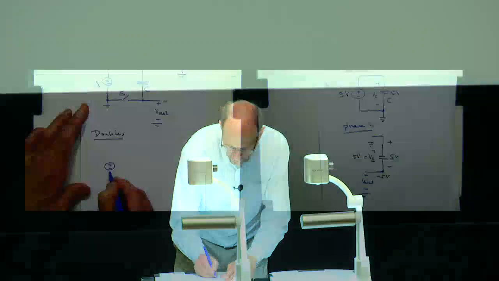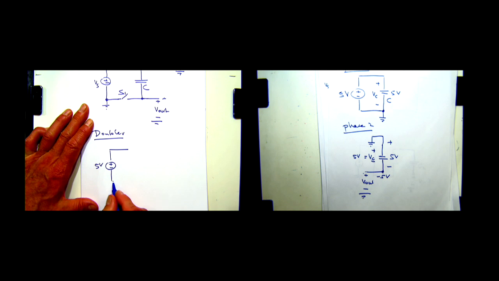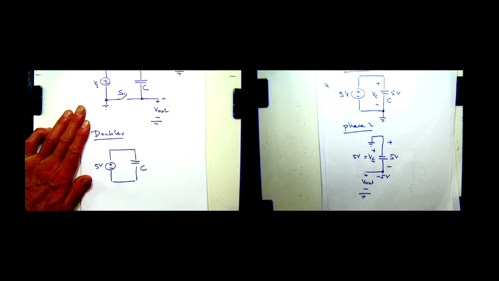How many capacitors? You could use two capacitors. Actually, maybe you could even work with one. So how would you do this? Well, a doubler. We have a voltage source, 5 volts, and we want to generate 10 volts. Well, we take a capacitor. See? This one now is charged to 5 volts. And that's phase 1.